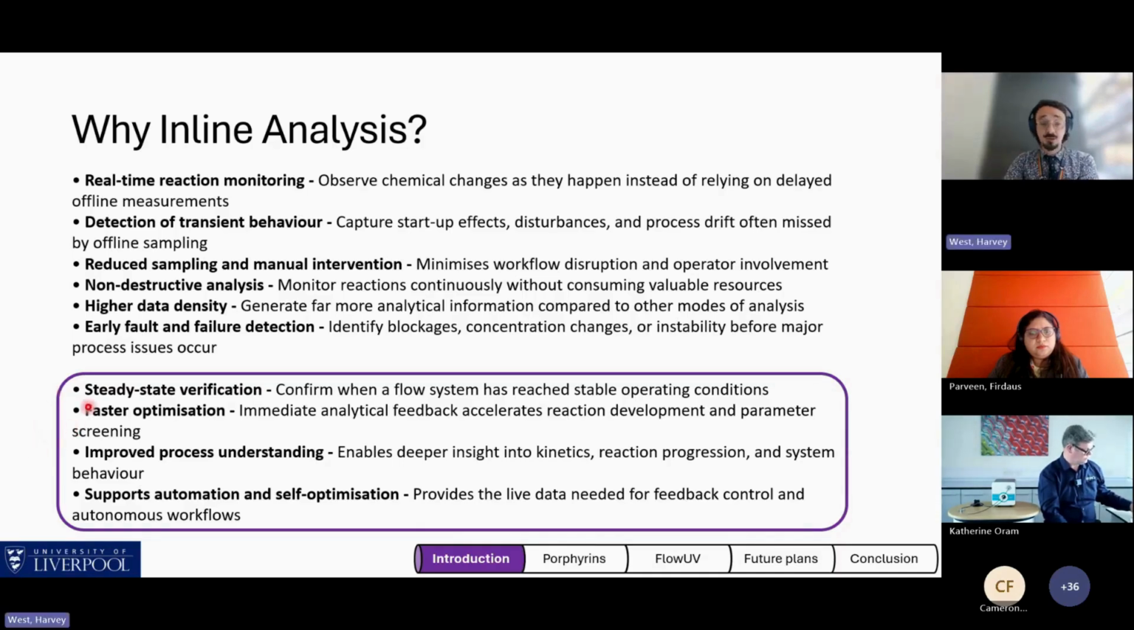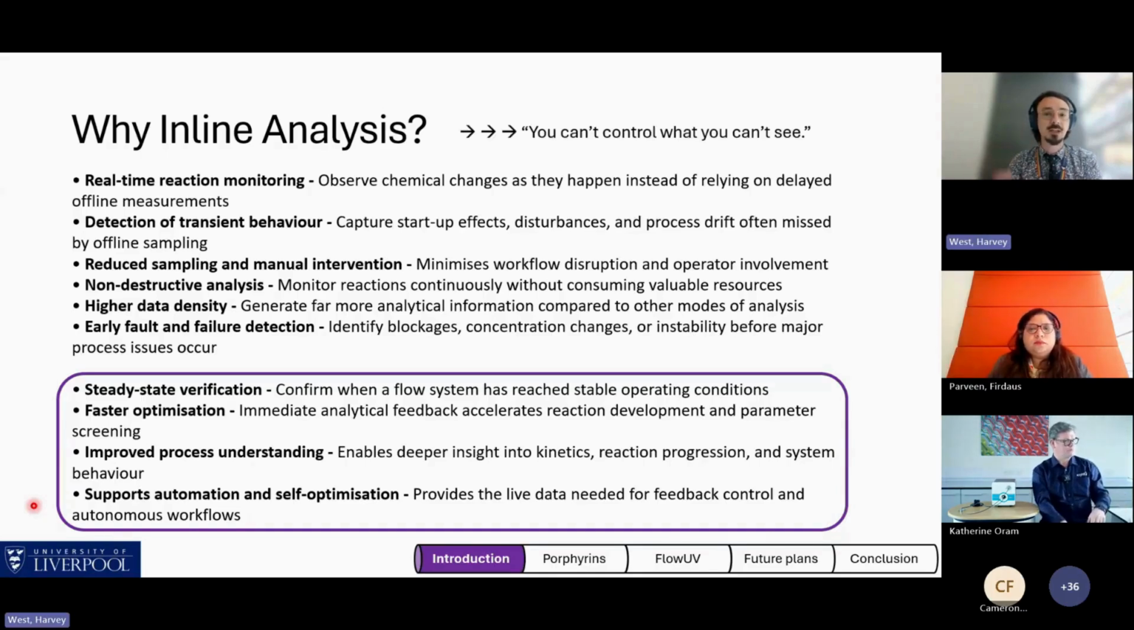We're also able to achieve faster optimization of our process, gain significantly improved process understanding, allowing us to probe into chemical kinetics, our reaction progression, or our system behavior. And inline analysis also gels really quite well with automation and self-optimization workflows, which are really a hot topic within flow chemistry at the moment, particularly when combining with AI, for example. And this comes back to the idea that you really can't control what you can't see. And inline analysis gives us that looking glass into the chemical unknown.